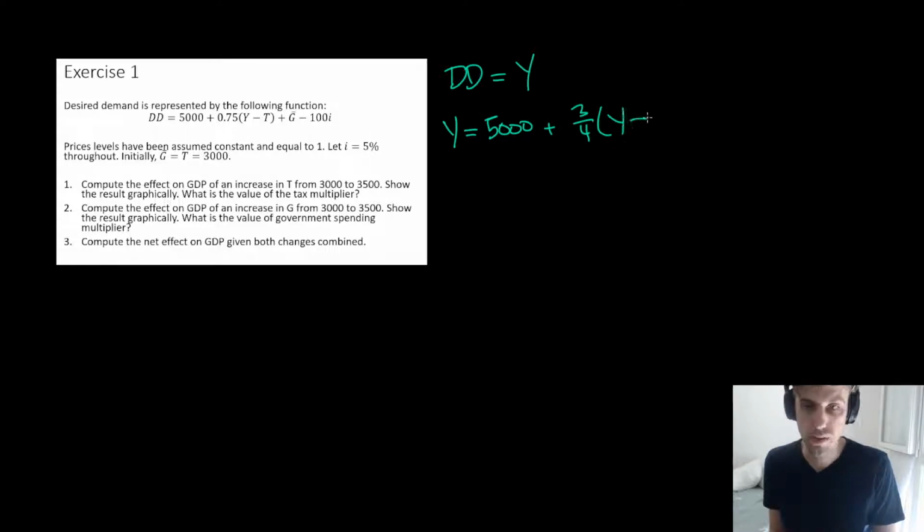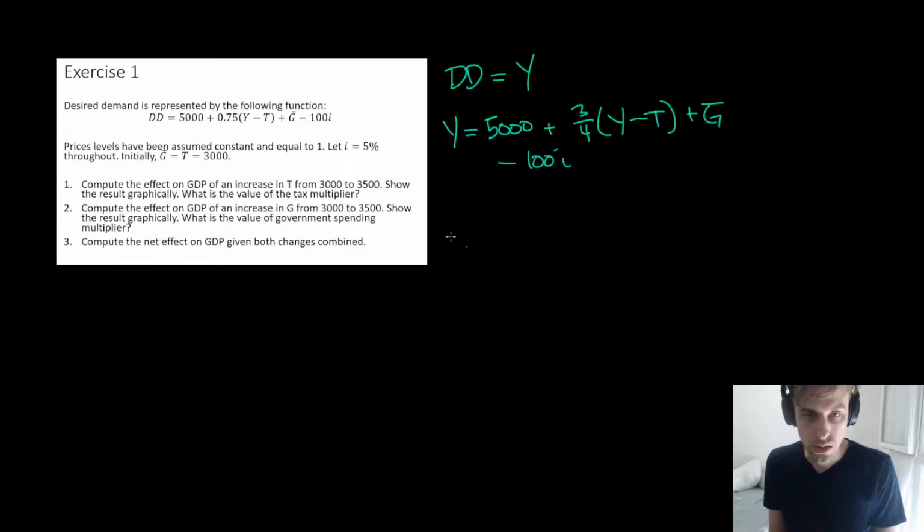So let's start with a general what happens if taxes change at all, which we'll get by getting the derivative of the equilibrium state of the system. The key thing to remember is that in equilibrium we have that DD equals Y. So let's make that substitution so that you get Y is 5,000 plus 3/4 (Y minus T) plus G bar minus 100i. We're going to just gather all the Y terms and solve for Y.